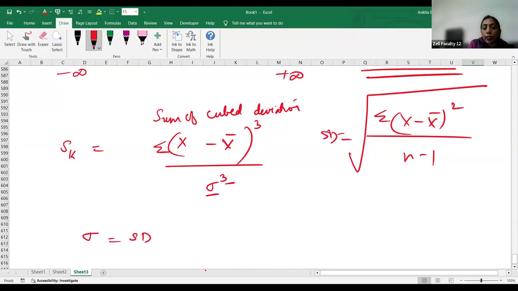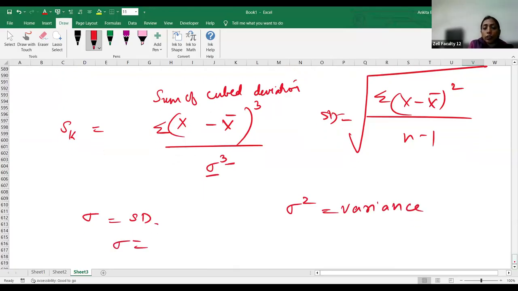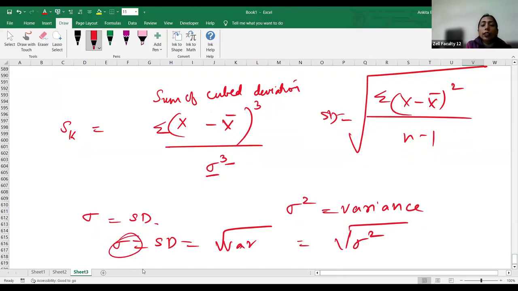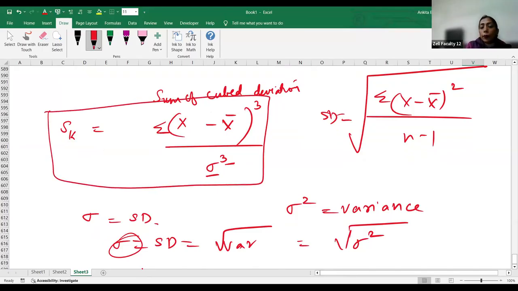Sigma is standard deviation. Sigma square is variance. We said that standard deviation or sigma is the square root of variance. That means it's the square root of sigma square. So the square root of sigma square is your sigma. So skewness is calculated using this formula: x minus x bar whole cube divided by sigma cube.